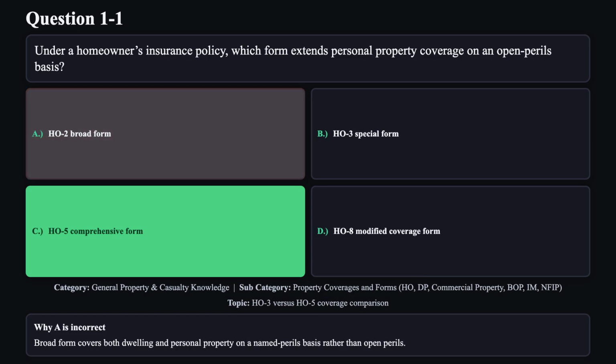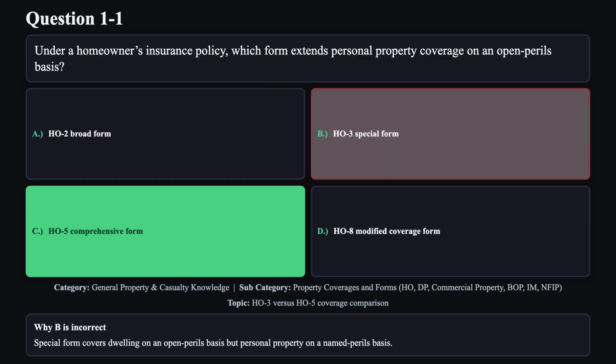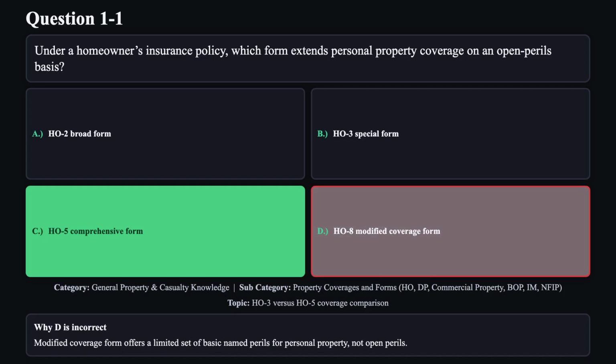Reason A is not correct. Broad form covers both dwelling and personal property on a named perils basis rather than open perils. Reason B is not correct. Special form covers dwelling on an open perils basis but personal property on a named perils basis. Reason D is not correct. Modified coverage form offers a limited set of basic named perils for personal property, not open perils.